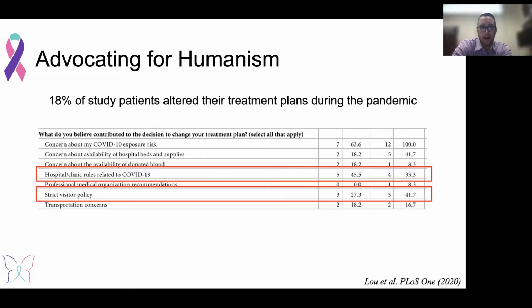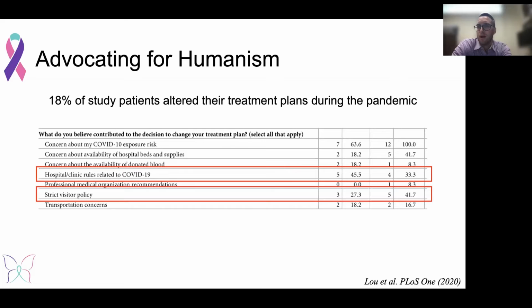There was one study that showed that 18% of patients in their study altered their treatment plans during the pandemic. And that seems maybe a little bit low. I mean, we saw patients postponing routine screenings, routine cancer care. We thought it was due to their own risk of exposure, and you do see that that's on the list. But maybe unexpectedly at the time, and now in light of all these issues I'm talking to you about, a lot of people actually postponed, at least partially, due to the strict rules about visitors and the strict rules at hospitals.